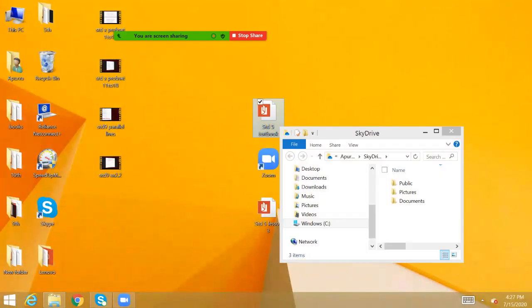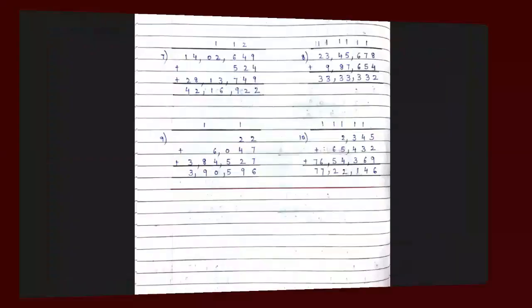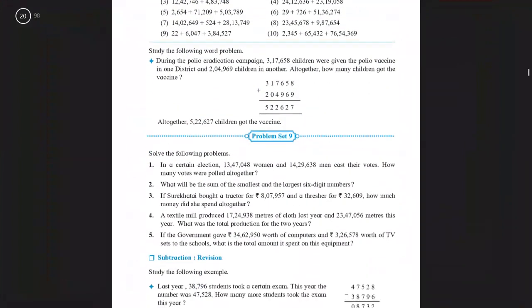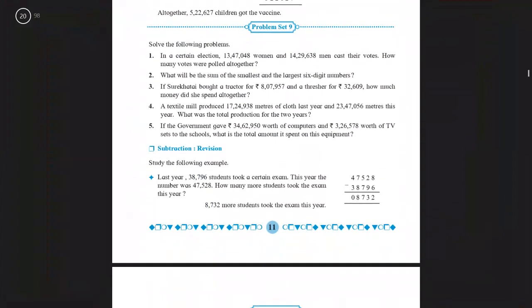Now we go to the next exercise, that's problem set 9. Now these are word problems. Okay, again they are very simple. You just need to understand the question, write the statements and add them. First question, in a certain election, 13,47,048 women and 14,28,638 men cast their votes. How many votes were polled altogether?